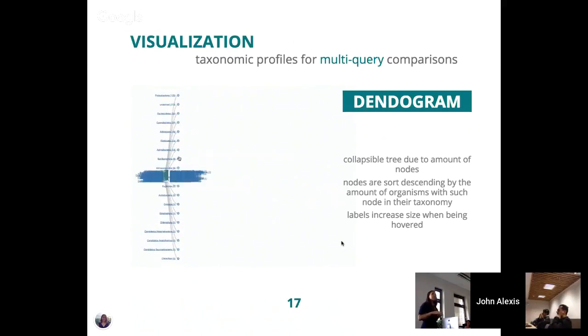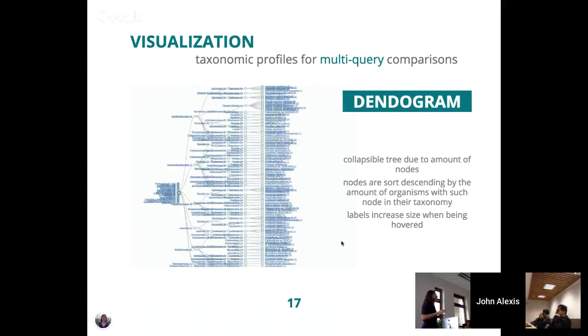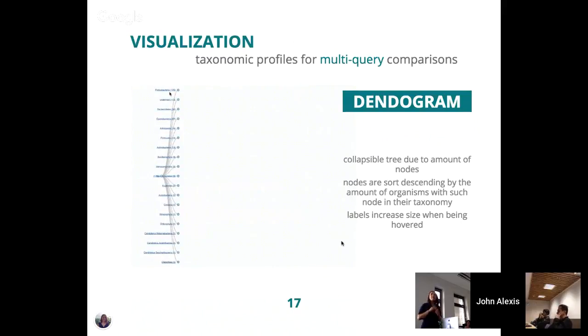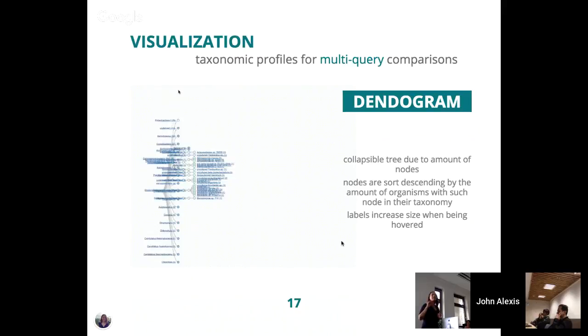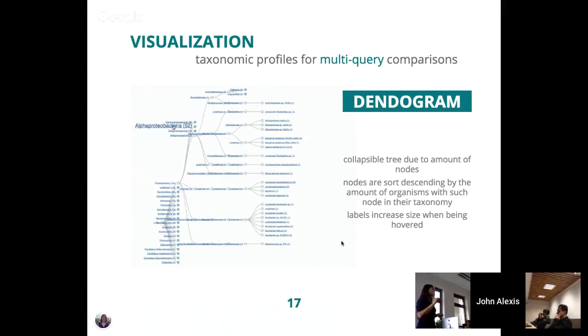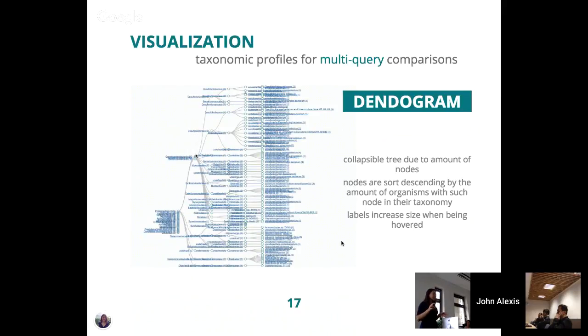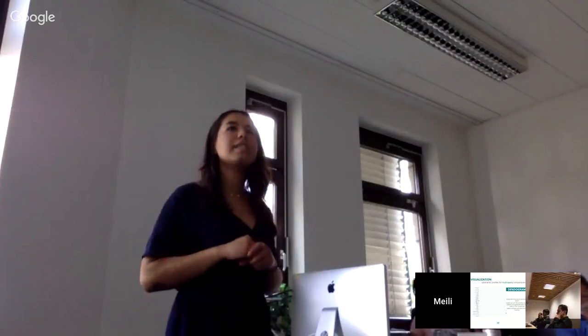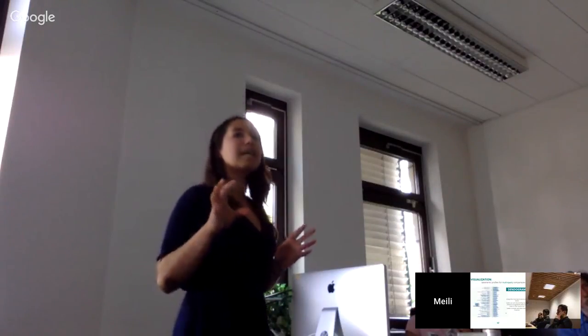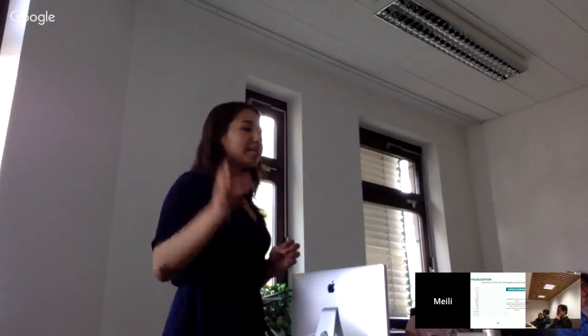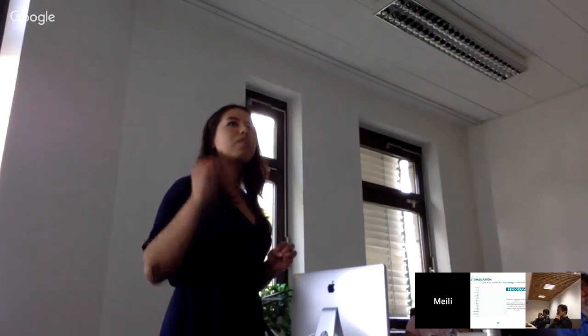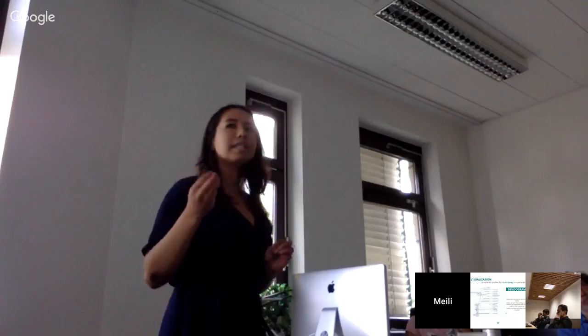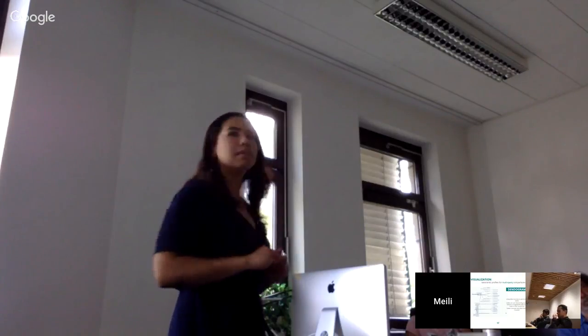Also, the nodes in the dendrogram are sorted descending by the amount of organisms with which such node is associated in the taxonomy. So as we mapped these sequences in the database to a species, this dendrogram is sorted by the amount of species in the database that has this nonlinear taxon. Also, the labels increase size when being hovered.